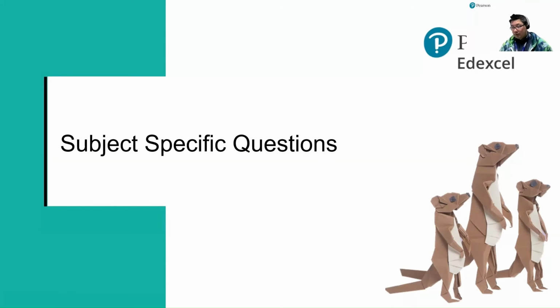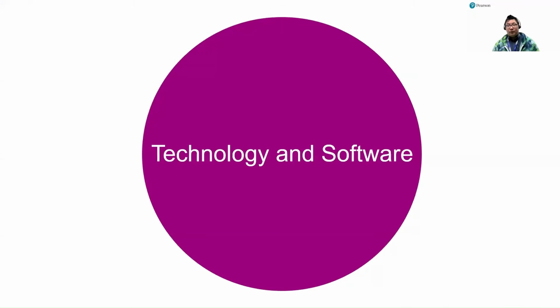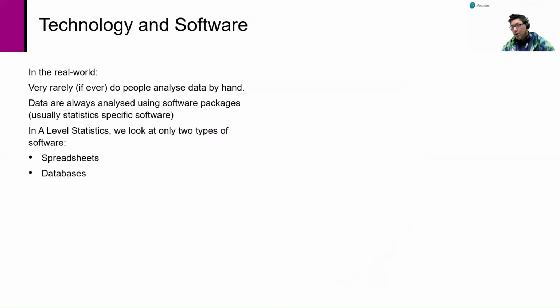Okay. Now, the first thing I wanted to talk to you about was technology and software, because if you're new to A-level stats, then this will be completely new to you because you don't see this in many of the other qualifications out there. So in the real world, very rarely, if ever, do people analyze data by hand. That's the whole reason why this is in the qualification. Data are always analyzed using software packages. Now, in A-level statistics, we only look at 2 types of software, and that is spreadsheets and databases.